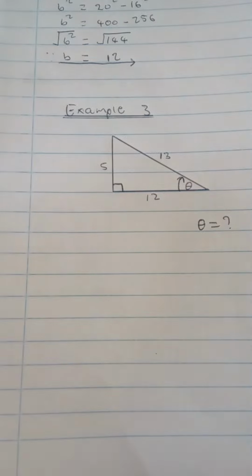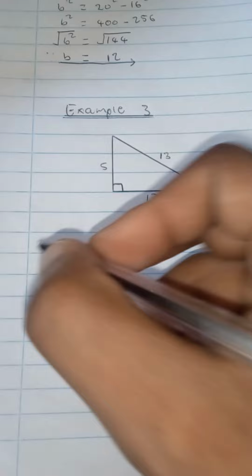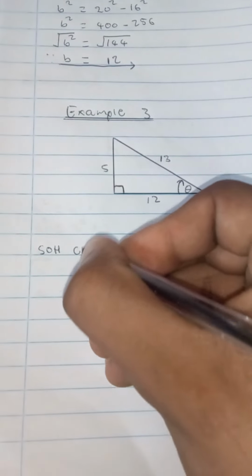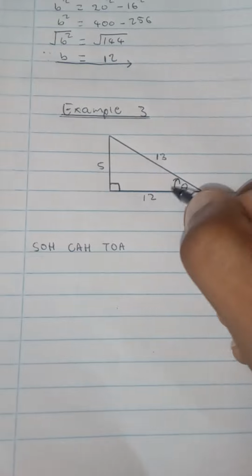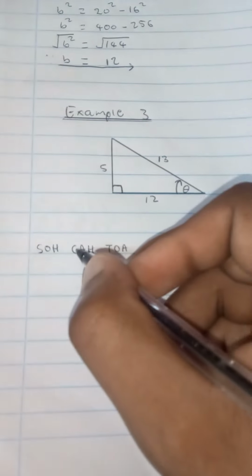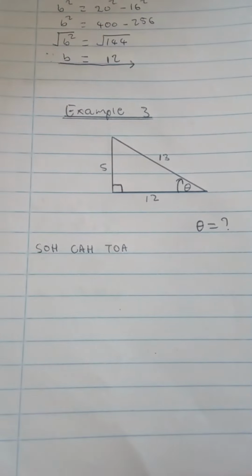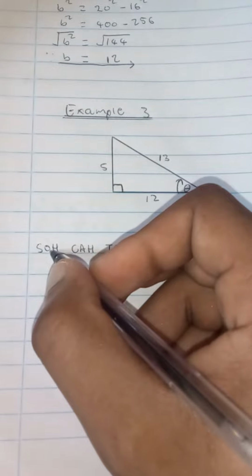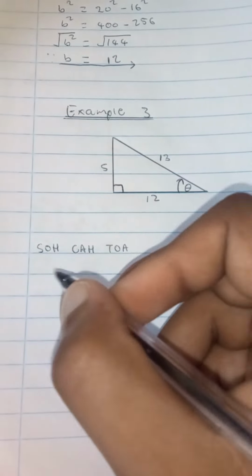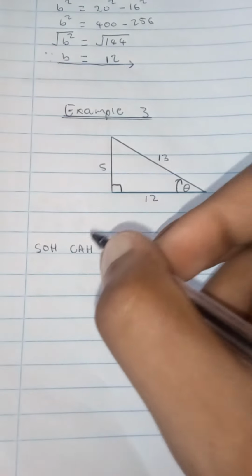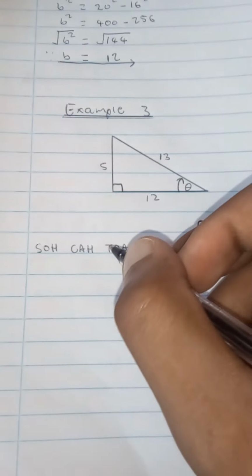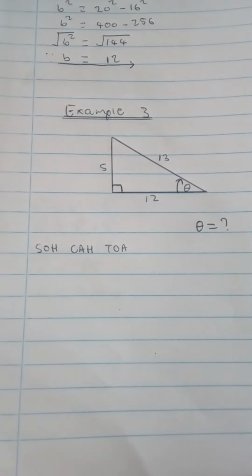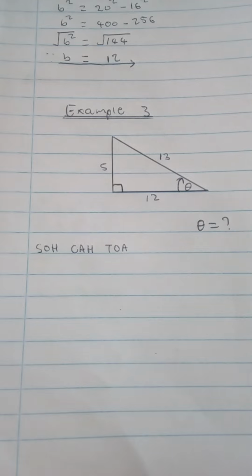There's this thing that I like to use to remind me of these equations. What it means is that in order to find theta, we can use sine, cos, and tan. If we use sine, it will be sine theta is equal to opposite over hypotenuse. If we use cos, it will be cos theta is equal to adjacent side over hypotenuse side. And if we use tan, it will be opposite side over adjacent side. You see? Here we are given all sides, which means we can use any of these.